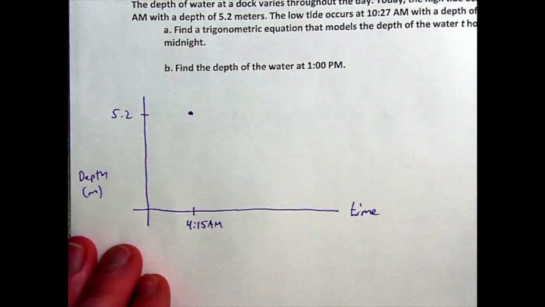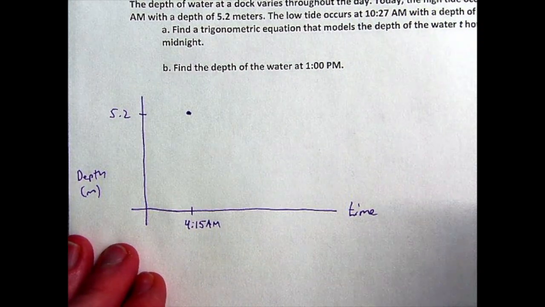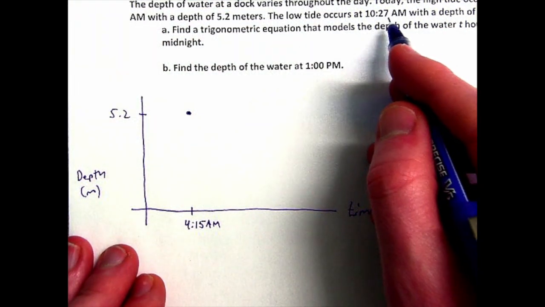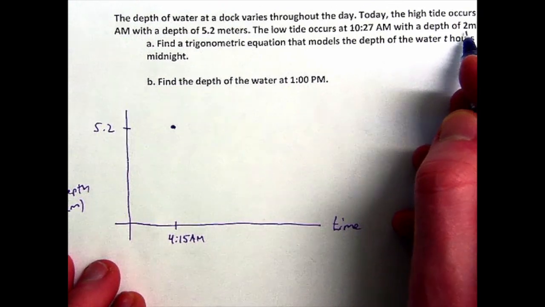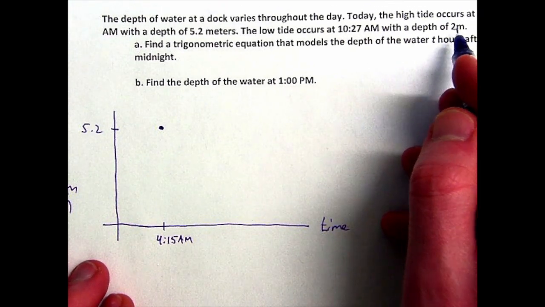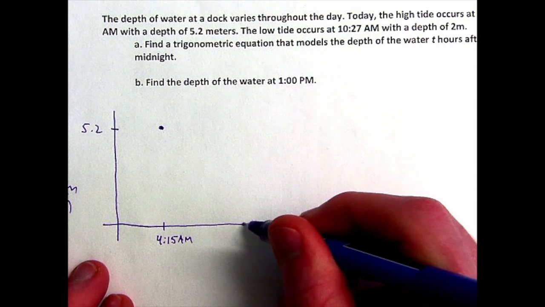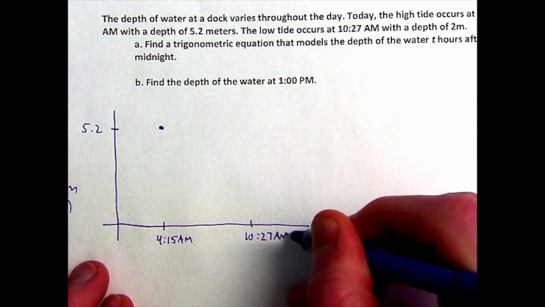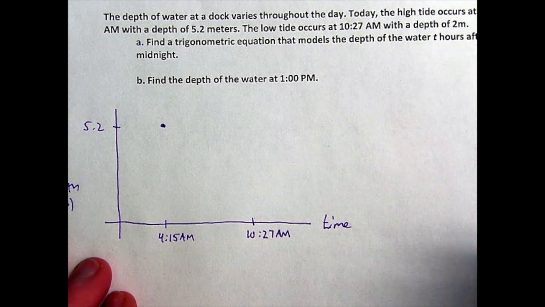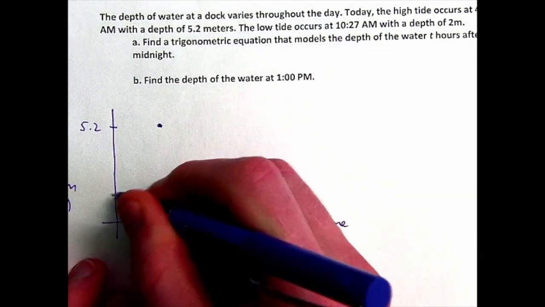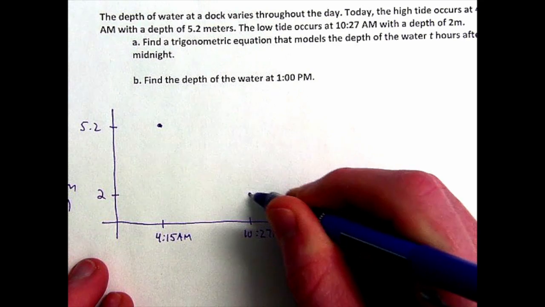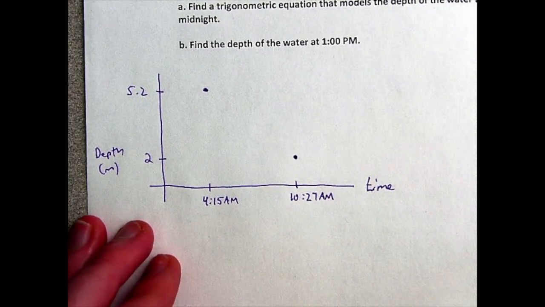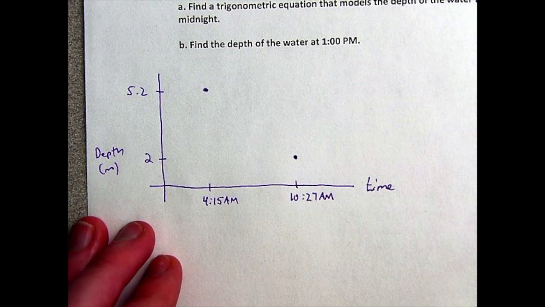Great. The other point that I have is a low tide at 10:27 with a depth of 2 meters, right? So at 10:27 a.m., let's say that that's here, I have a depth of 2 meters. So let's say that that's down here. So this point here is on the graph. Really all I have right now are these 2 points. I know that these 2 points are on the graph.